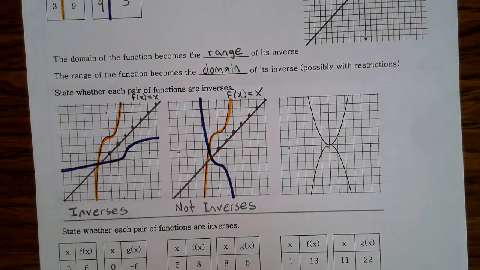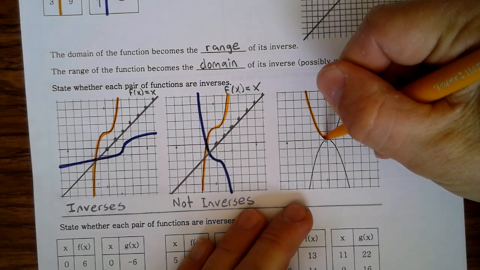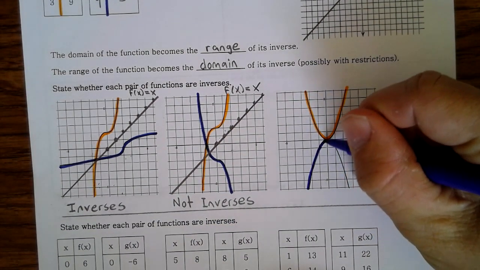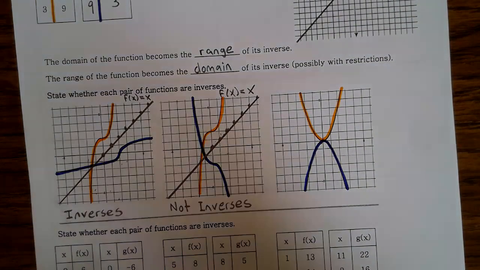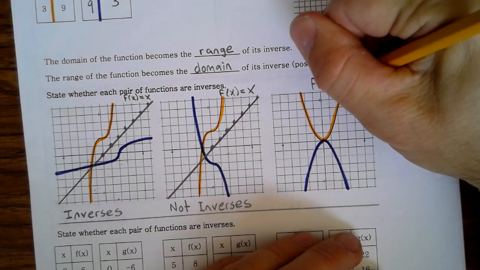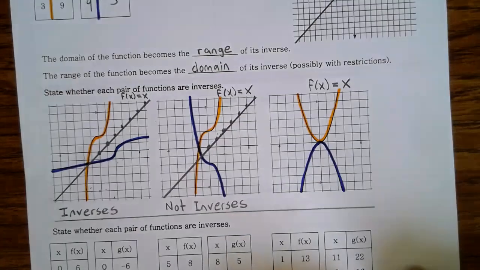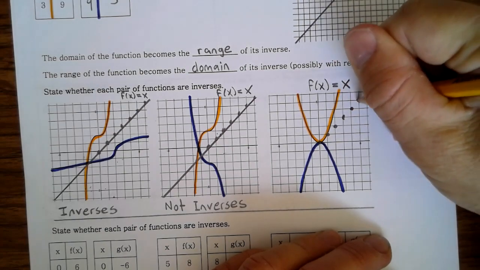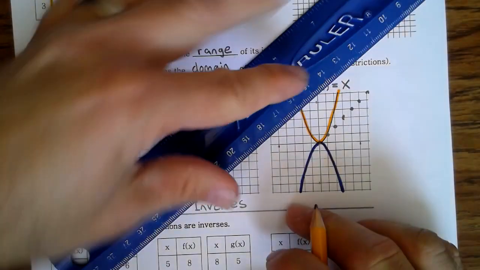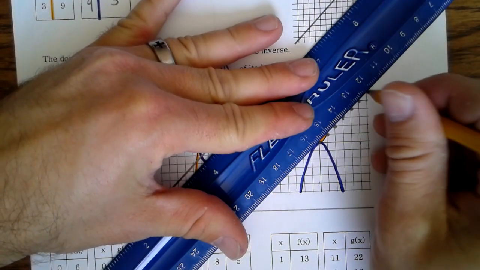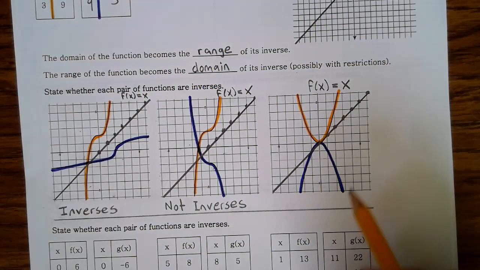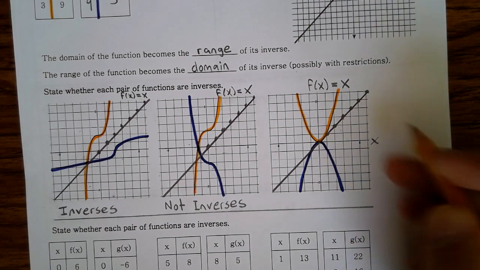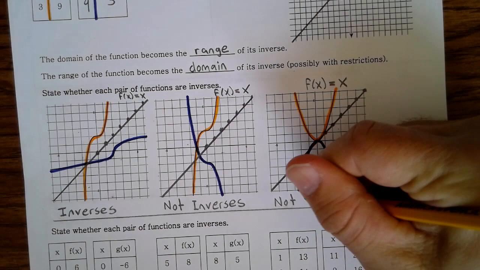All right, let's look at the last one. And again, if they're inverses, they're going to reflect over the f of x equals x line. So let's graph that. So 0, 0, 1, 1, 2, 2, 3, 3, 4, 4, 5, 5, 6, 6. You can see here that they do not reflect over the f of x line. They, in fact, reflect over the x-axis, so they're not inverses.